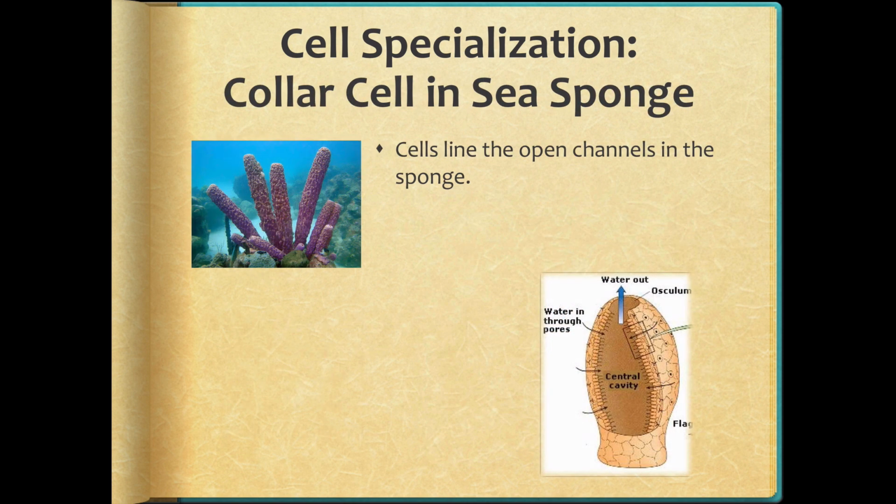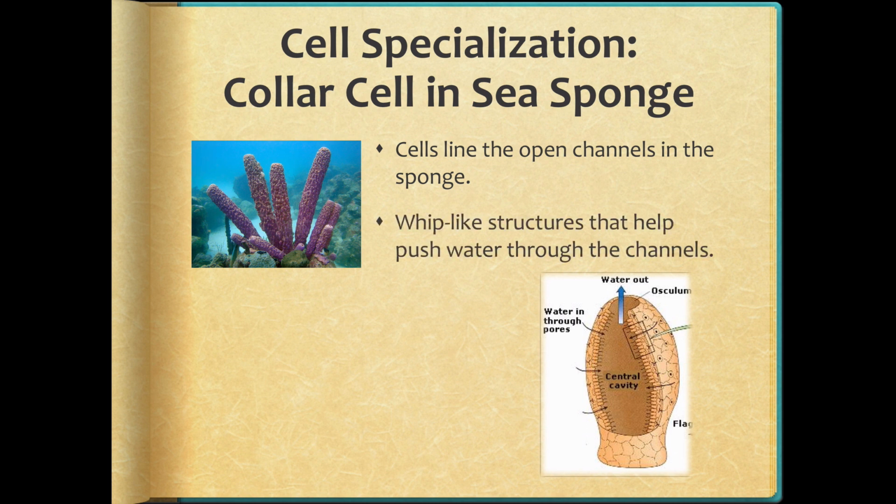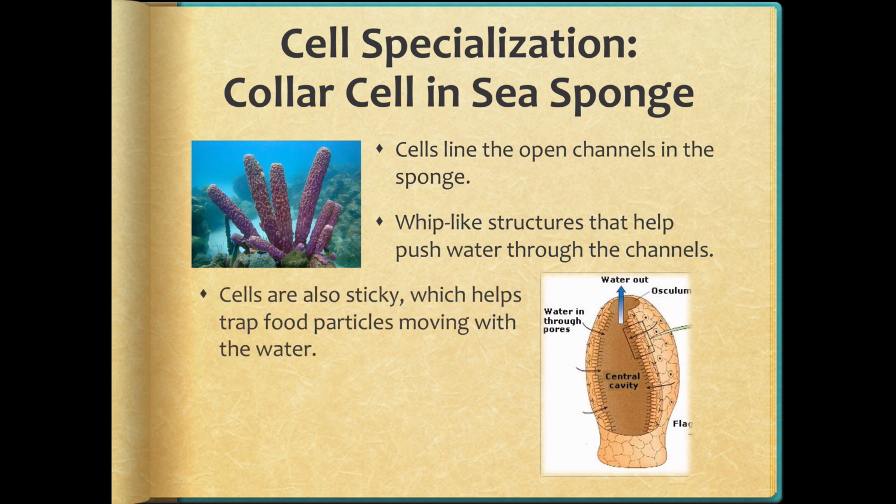And the last example we're going to look at is the coral cell in a sea sponge. Cells here line the open channels of a sponge. They have whip-like structures that help to push the water through the channels. The cells are also sticky, which helps them to trap food particles moving within the water.